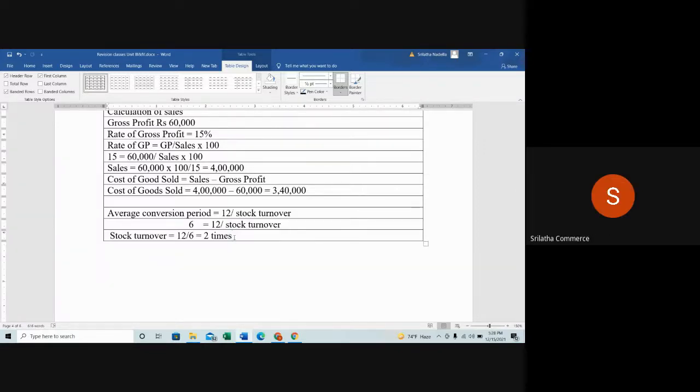Yes, ma'am. Okay. Now, the next. What is the formula for stock turnover when you want to calculate the stock turnover ratio? Cost of goods sold divided by average stock, isn't it? Stock turnover is equal to cost of goods sold by average stock. Now we know the stock turnover, isn't it? We got it: 2 times, as he had given.